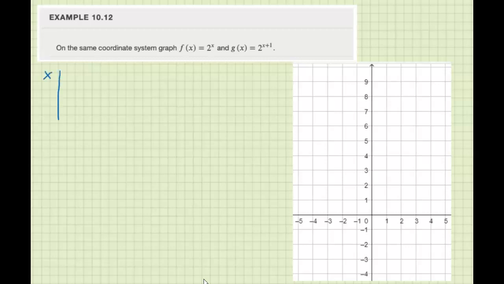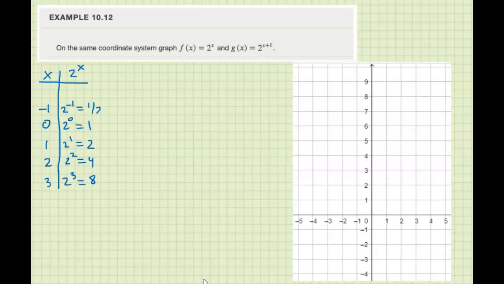Okay, so let's do the 2 to the x graph. So we have 0, 2 to the 0 is 1, 2 to the 1 is 2, 2 to the 2 is 4, and 2 to the 3 is 8. And then 2 to the negative 1 is 1/2, 2 to the negative 2 is 1/4. Right? So 0, 1, 1, 2, 2, 4, 3, 8, and 1/2, 1/4. Okay, so I'm going to draw it. Alright, this is 2 to the x.